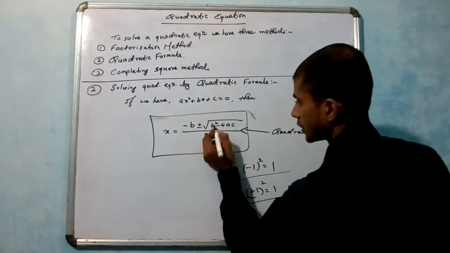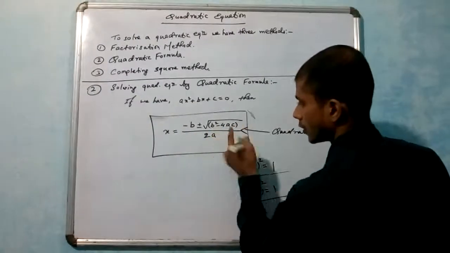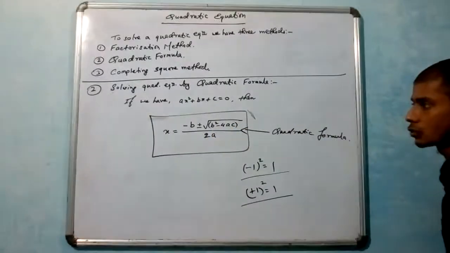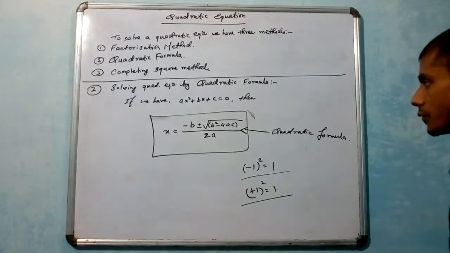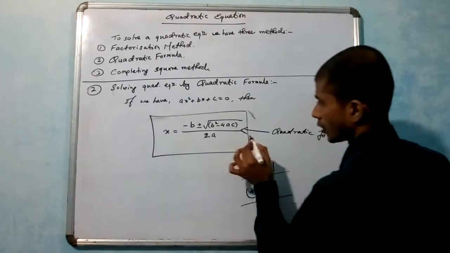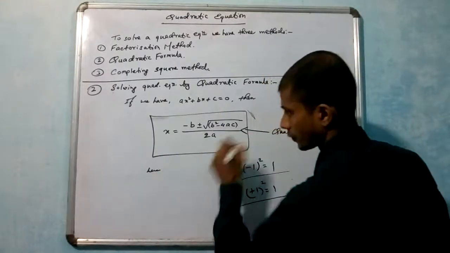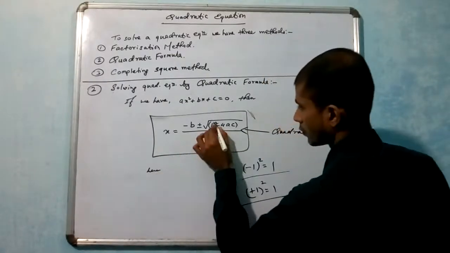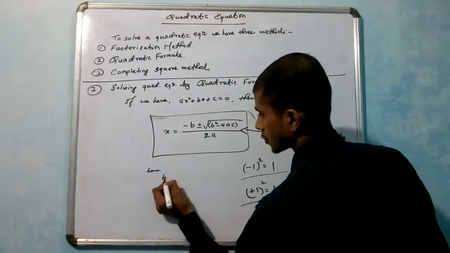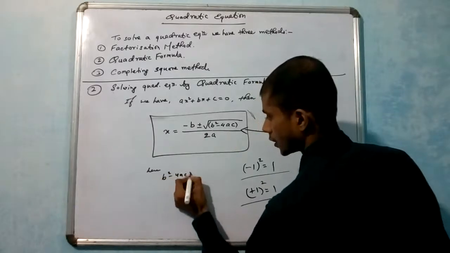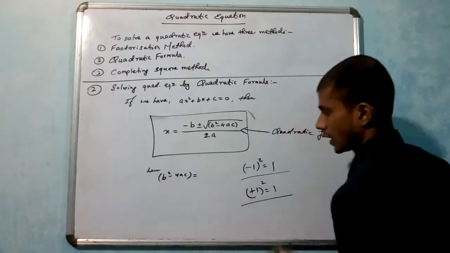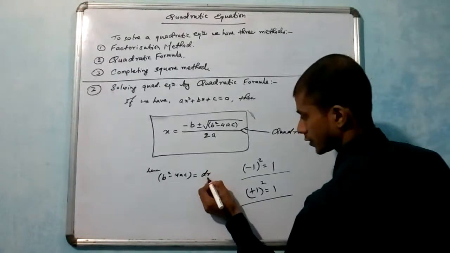Now one thing, whatever is inside the square root, what is that? b square minus 4ac. Fine. So this part is called as, just for further study we will be seeing this. So this b square minus 4ac, this is called as discriminant. What is called as?